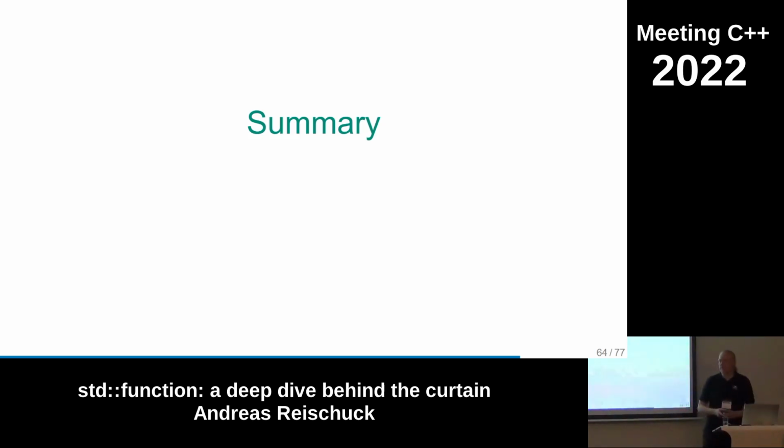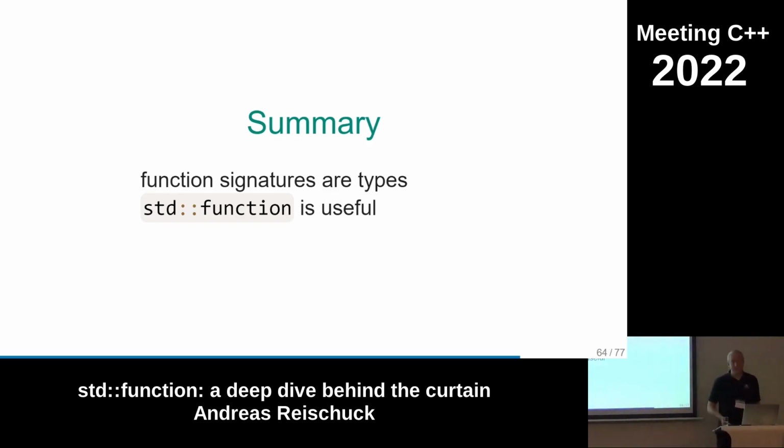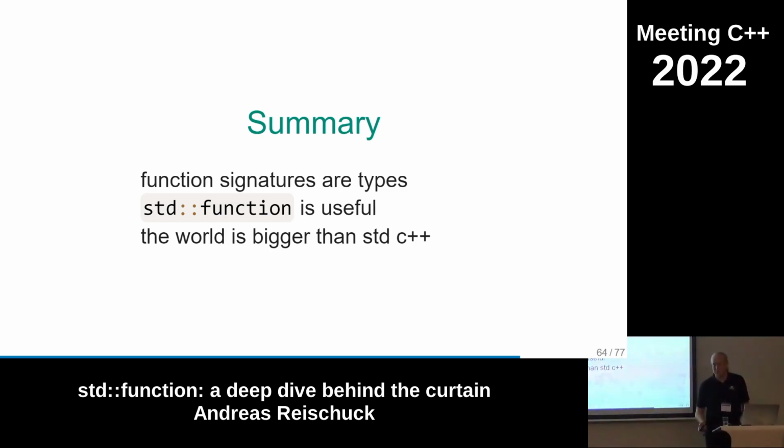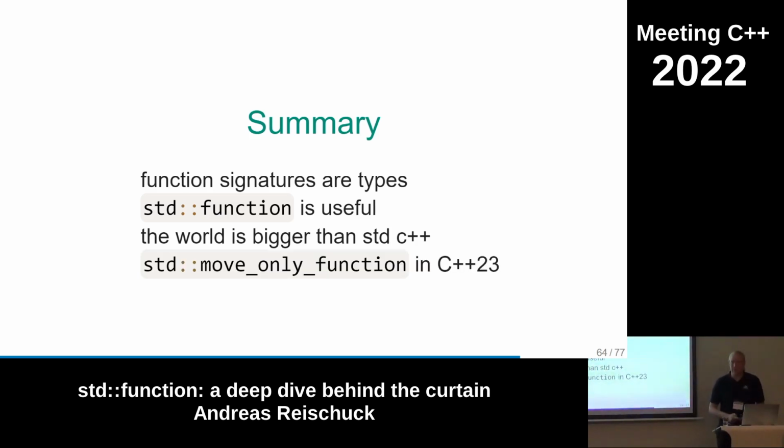So let's summarize all the extension parts. For the whole talk, again, function signatures are types. That's the main thing you should take away here, because it's also useful in different scenarios. And standard function is very useful. It has its problems, as we said in the beginning already. So the world is bigger than standard C++. So you can use, for example, function 2, which implements a lot of extensions. And there's also the moveonly function now in C++ 23.